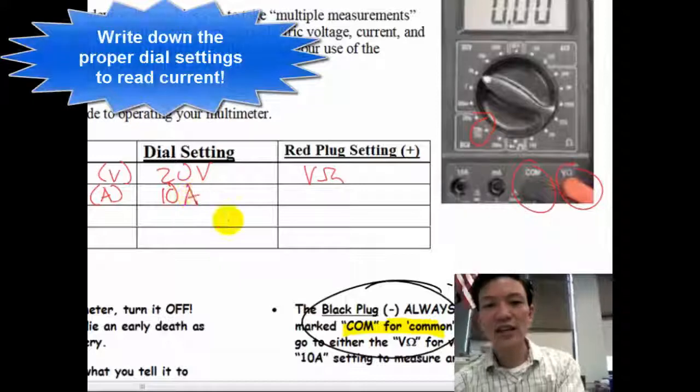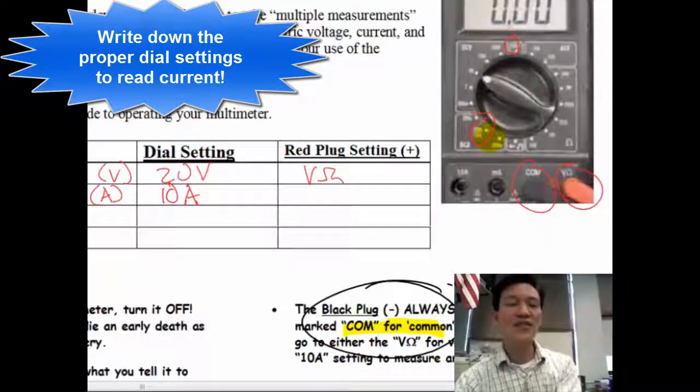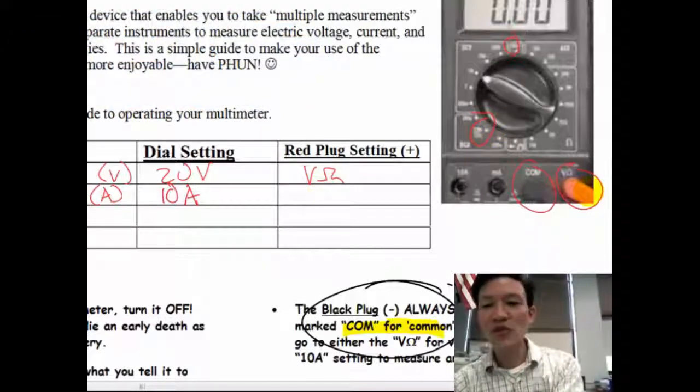There we go, 10 amp setting. If you think of this as a clock, if this is 12 o'clock, 1, 2, 3, 4, 5, 6, it's like at the 7 o'clock setting. But then we have to move the red plug from the right-hand side to the left-hand side into the 10 amp setting.